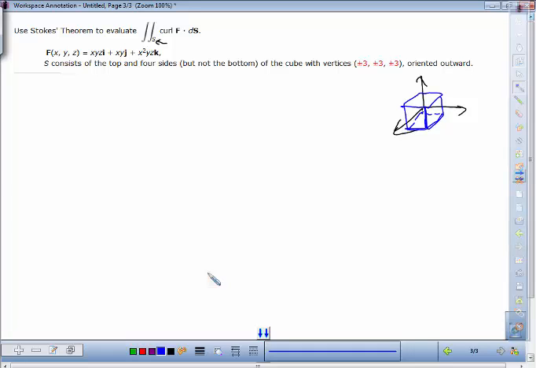So this is a simply connected surface. The good news is that it's an open surface, which would make it so that we can use Stokes' Theorem.